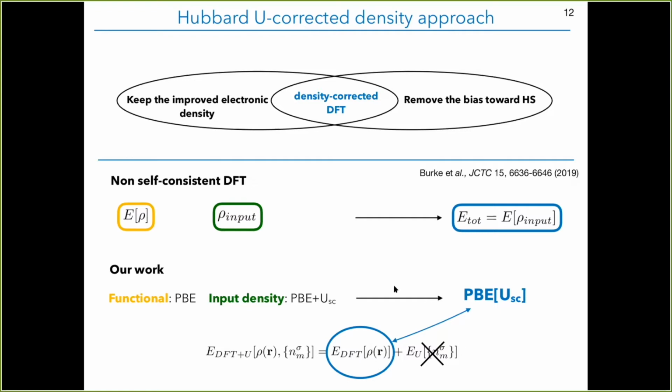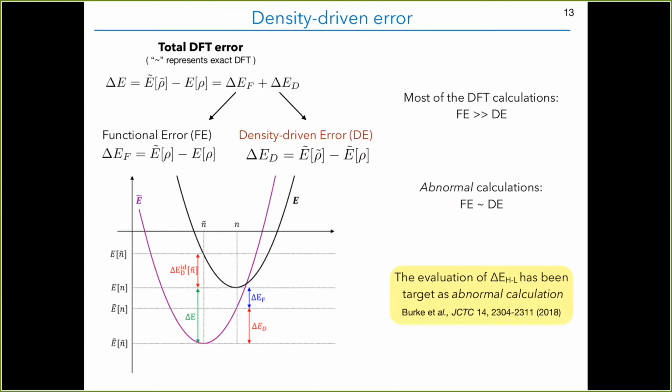In fact, the remaining term represents with good approximation the DFT energy computed on top of the DFT plus U density. This approach has also been motivated by a recent work of Burke et al. from 2018, in which, by analyzing the performances of DFT in evaluating the delta E for iron(II) complexes, they concluded that this kind of calculation is affected by density-driven error.